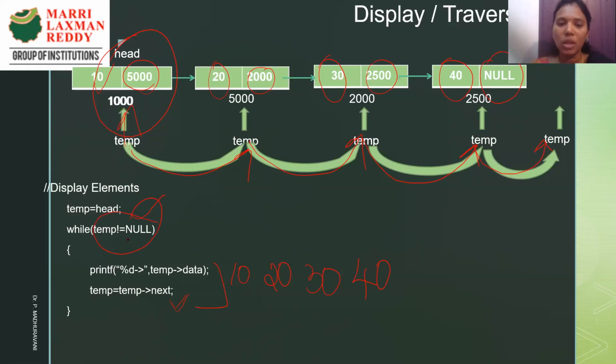Now here if you see, it is printing the contents of the linked list starting from 10, 20, 30 and 40. So like this, the display operation will function. Let's code for the creation and display operations of singly linked list in CodeBlocks platform.